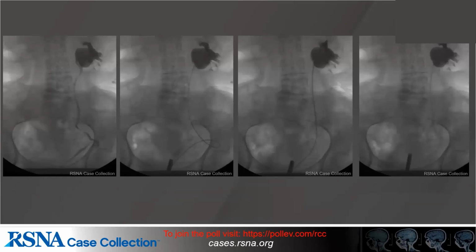This is a retrograde ureterogram going from left to right. The first image is just injection through the ureter. The second image is placement of the guide wire. The third image is placement of a stent over the guide wire. And lastly, the guide wire is removed, leaving the stent in place. So spend a few seconds looking at these images.